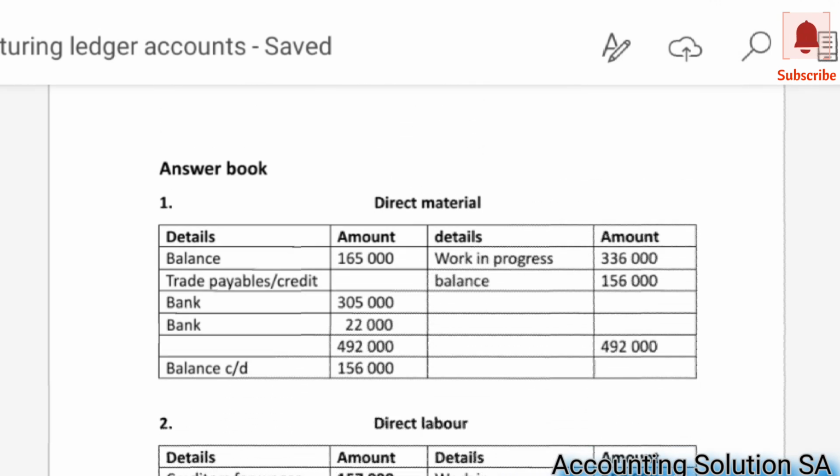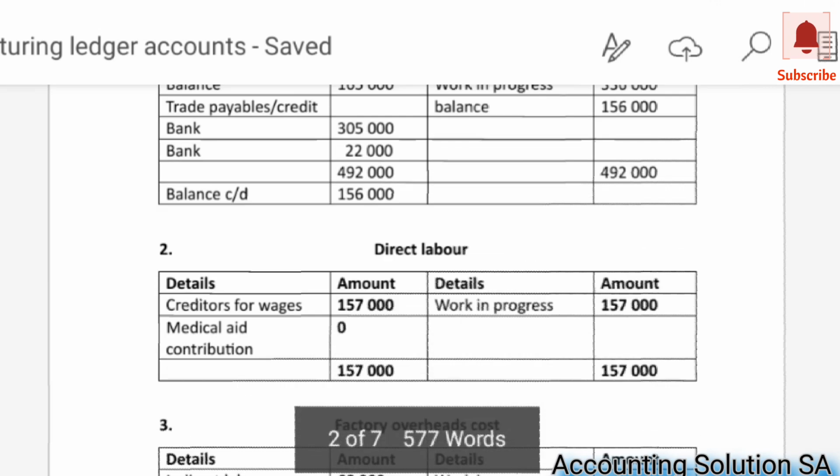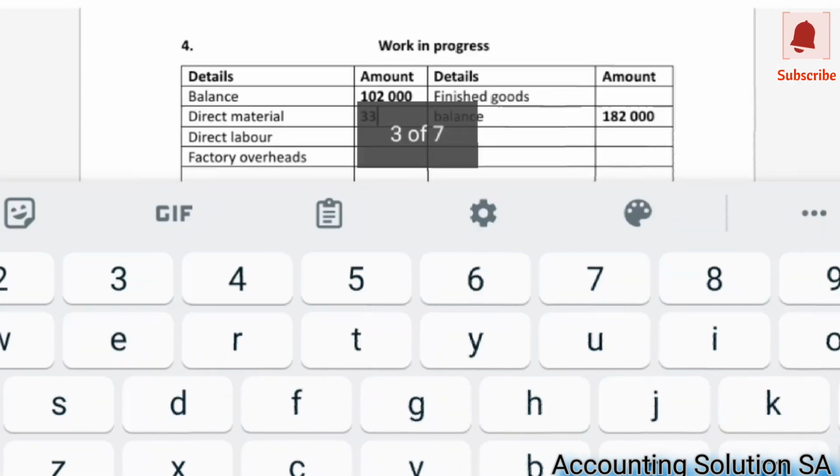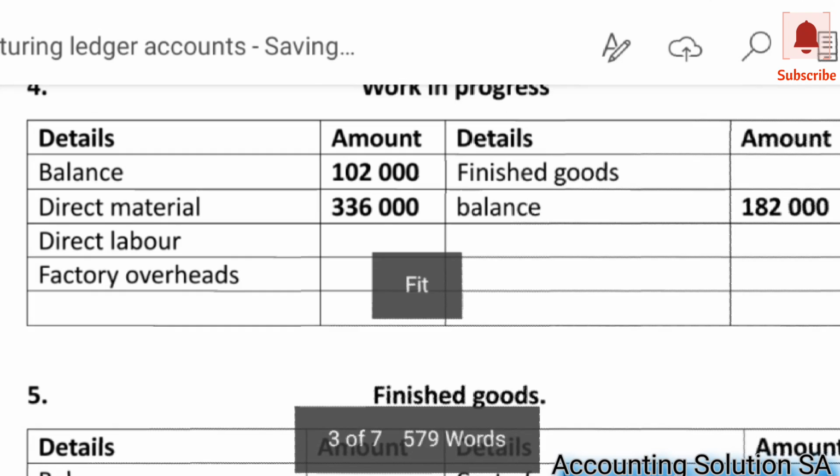Direct material under work in progress on the credit side, we calculated 336, which means that this account must swap. Remember, we prepared the direct material account and the work in progress account, which means that these two accounts must swap. Because we recorded work in progress on the credit side under direct material, on the work in progress we have to swap on the other side. 336,000 must come this side because on the other side, we recorded it on the credit side.